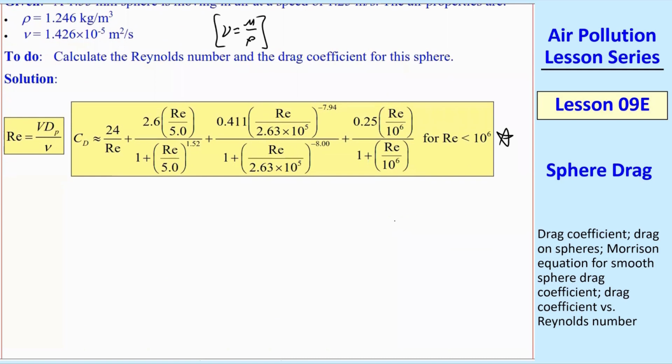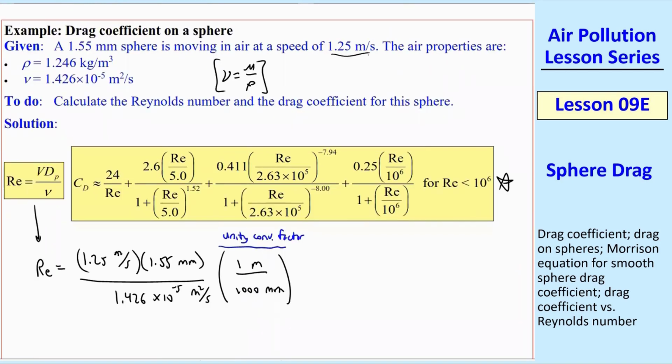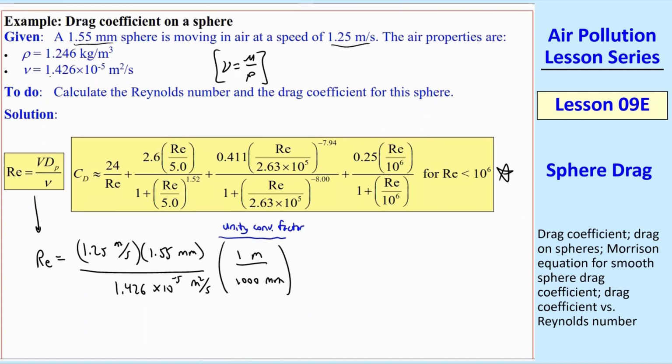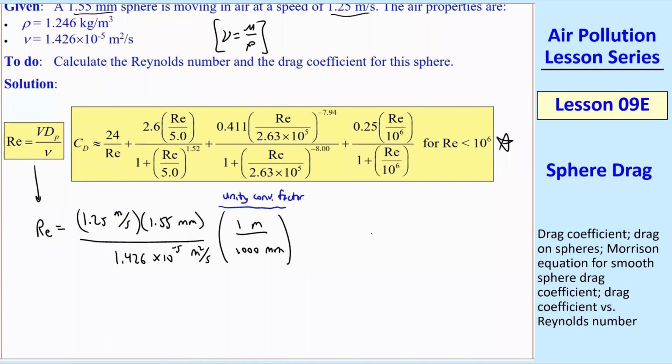So here's the Reynolds number and Morrison's equation. Let's start with the Reynolds number. I put in my 1.25 meters per second. From up here, I put my 1.55 millimeters, and I put my kinematic viscosity. I didn't really need the density in this problem because I had kinematic viscosity.